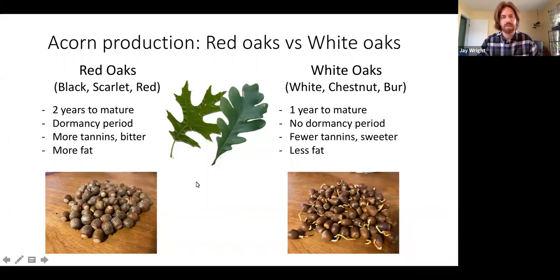So nutrition-wise, there's also some differences. Red oaks have more tannins. That makes them more bitter. And it also means that the protein in the acorn is not as accessible. So tannins are this chemical that binds to proteins and makes it less digestible. So white oaks have fewer of those and they're sweeter and more palatable. But red oaks, on the other hand, also have more fat versus white oaks. So there's some trade-offs there in nutrition between these 2 groups.